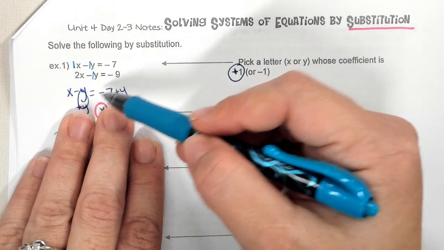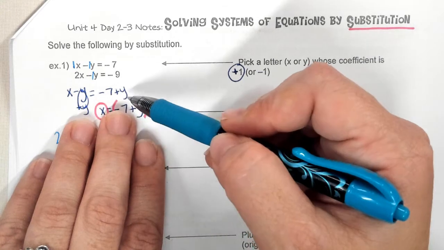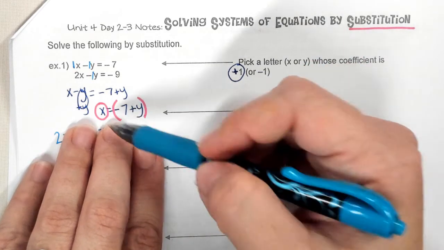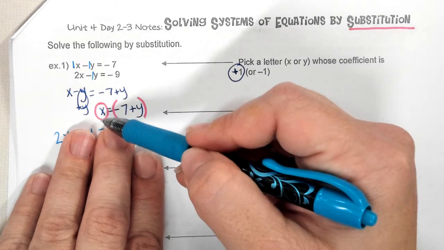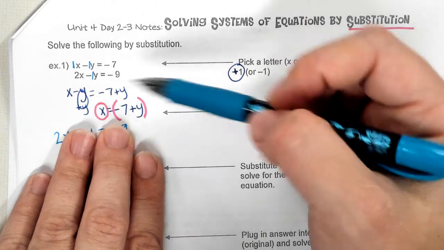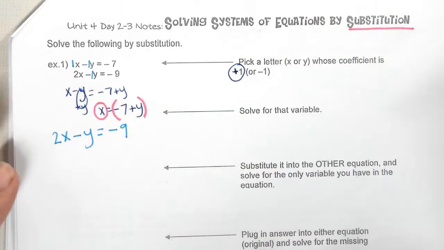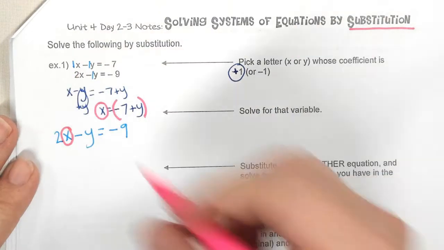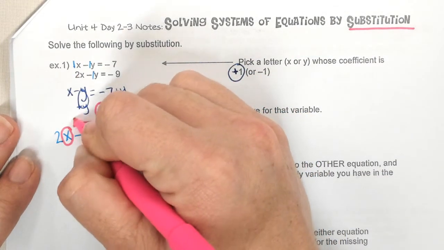So we have x minus y equals negative 7, and I add y to both sides, and I get x equals negative 7 plus y. So now this is what I'm substituting. I know x equals this, and since they're equal, that means they're the same. Knowing that, I can replace the x in my other equation with what x equals.